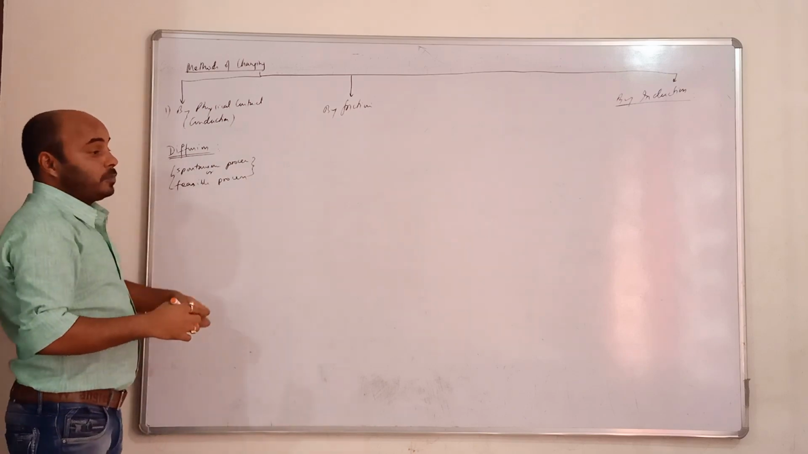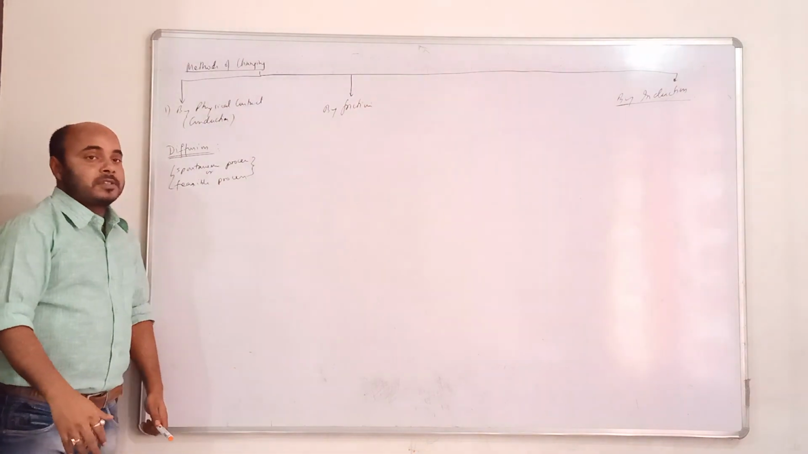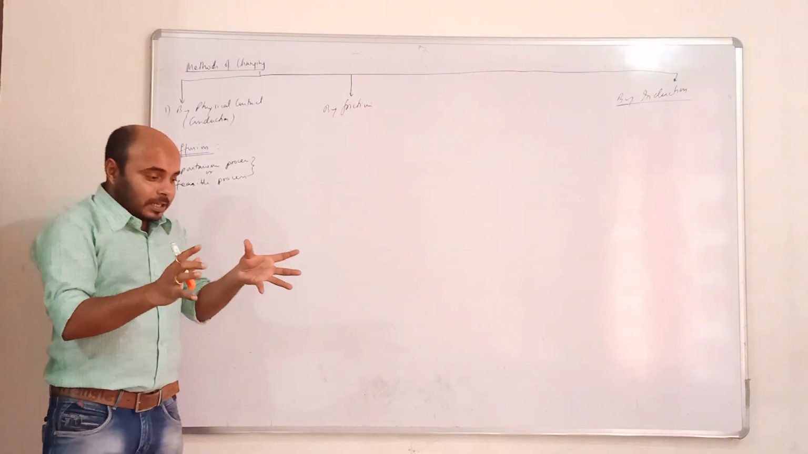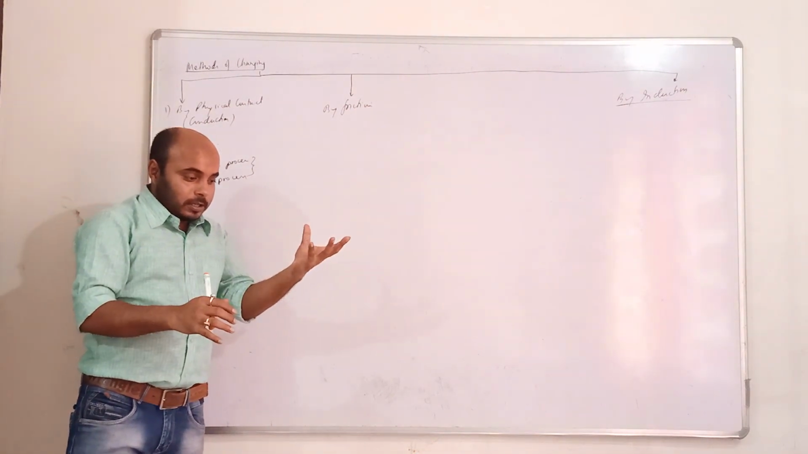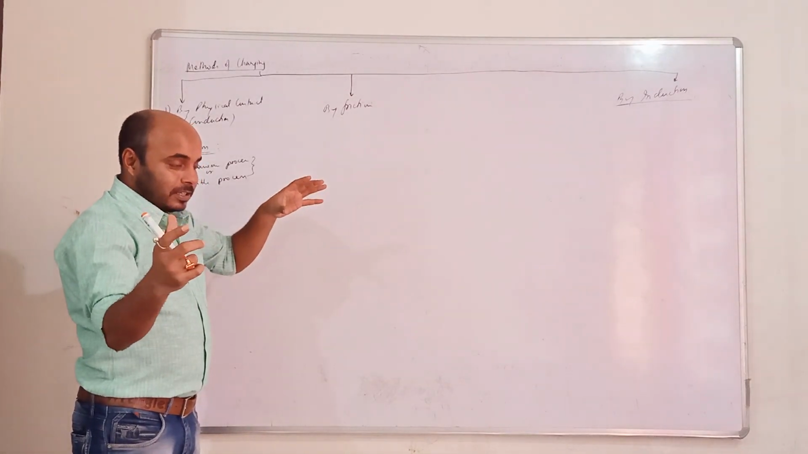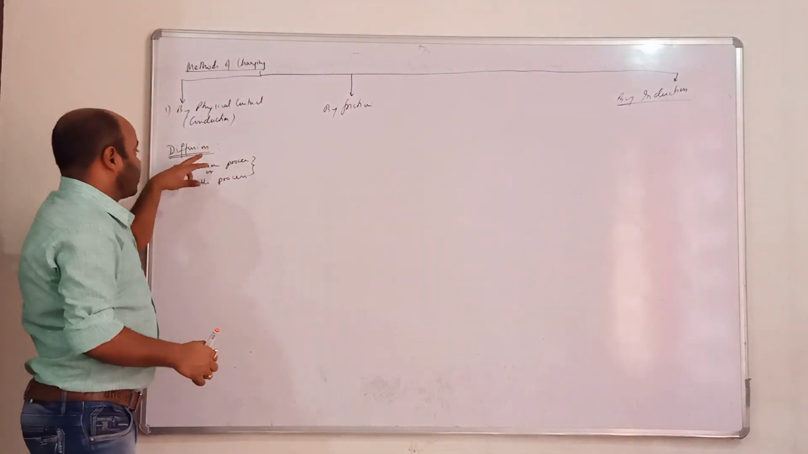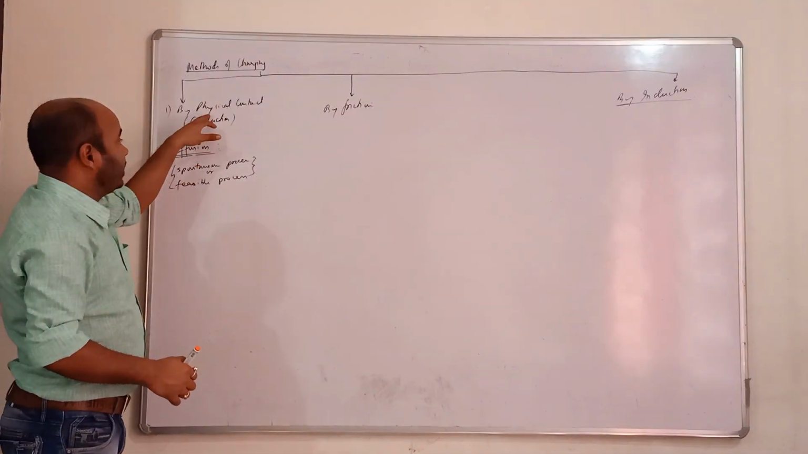What is diffusion? Diffusion means movement of particles from higher concentration to lower concentration. If we have particles like electrons, and in one place we have more concentration of electrons and another place we have less, then the electrons will automatically shift from high to low. This process will be happening here.